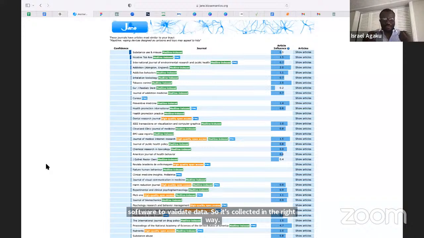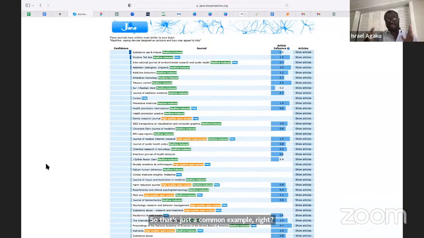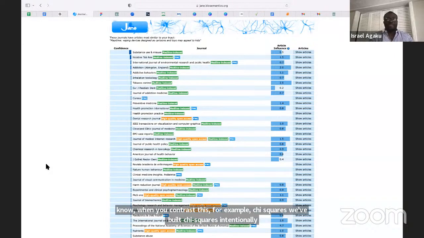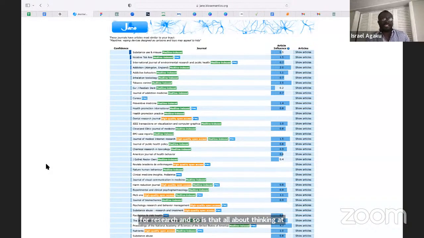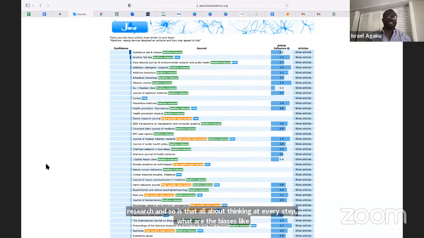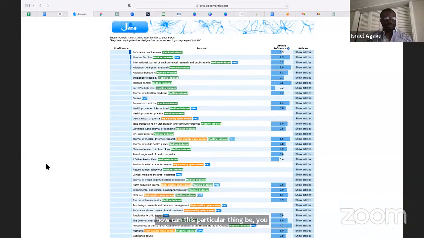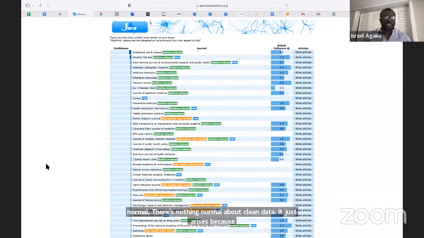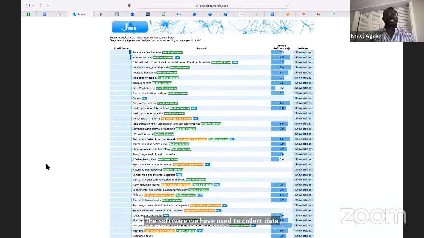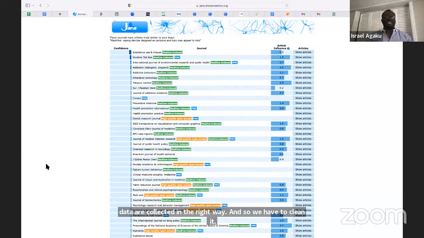If we're designing software, when you contrast this, for example, with Chisquares, we've built Chisquares intentionally for research. So it's all about thinking at every step, what are the biases? How can this particular thing be introduced? Because it's not normal. There's nothing normal about cleaning data. It just arises because the software we have used to collect data has gross absence of basic validation to ensure that data are collected in the right way. And so we have to clean it. But it's quite a paradox that we have all collectively accepted it as normal.